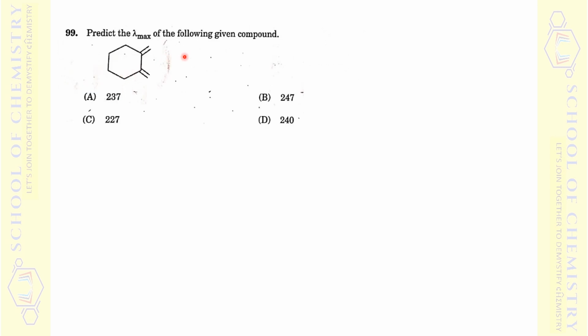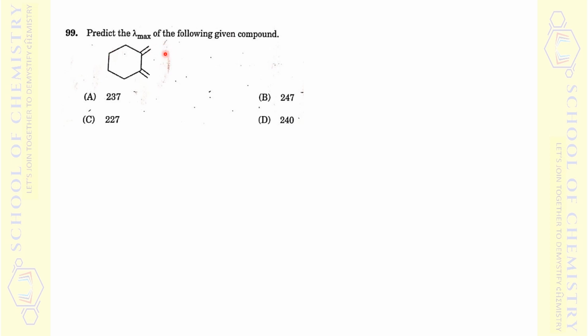99th question: predict lambda max of the following compound. Seriously speaking, among the given options all four are wrong, but yet grace marks were not awarded, or this question was not considered for grace marks. Why they have done so, or how they have calculated lambda max, really I do not know.